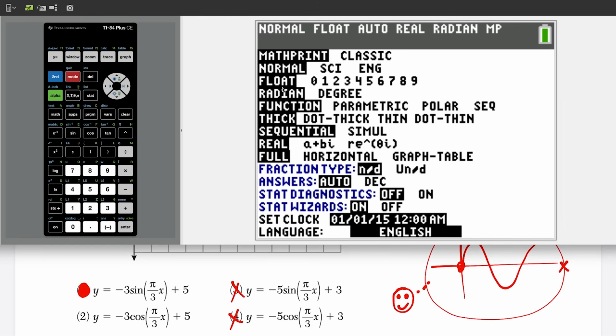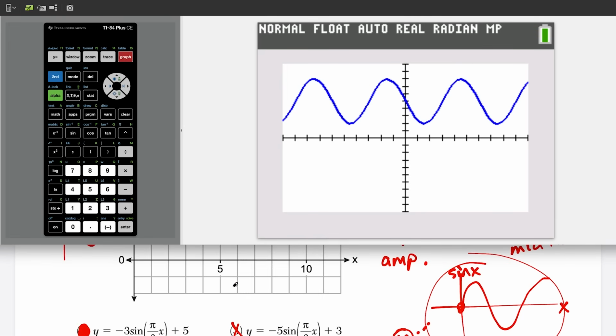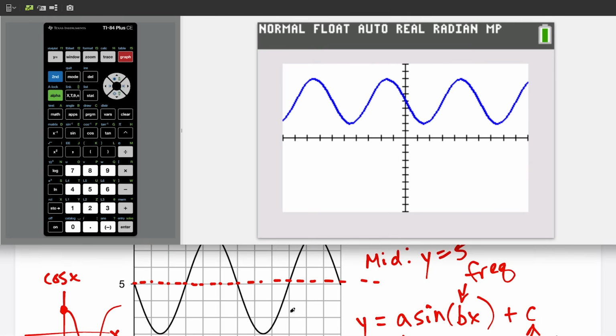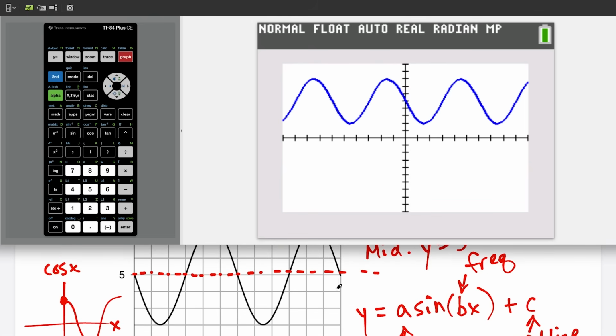So go to mode, make sure you're in radians and not degrees, otherwise your graph is not going to show up. And now I press graph, and what I could do is look at the domain of the graph here. It's going from 0 to 10, and actually it looks like it's counting by ones, going out to about 12.